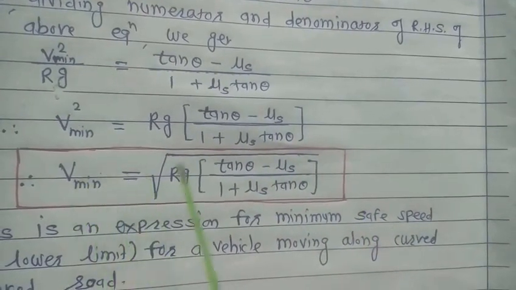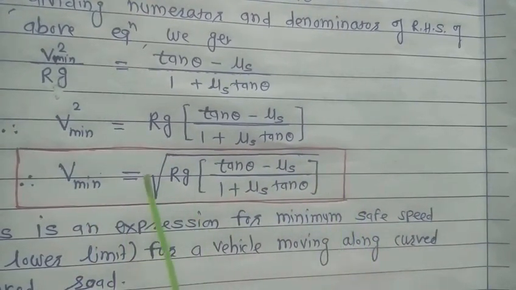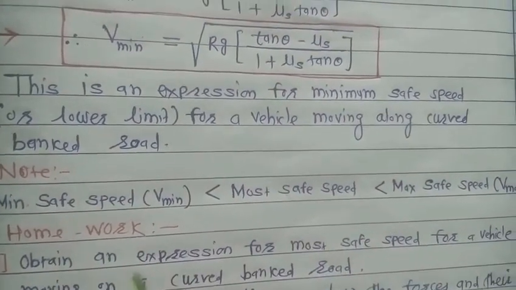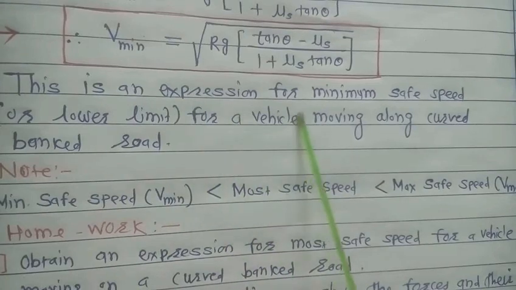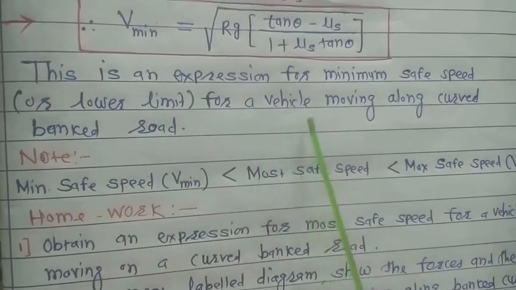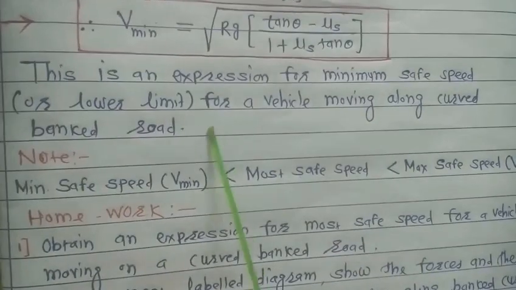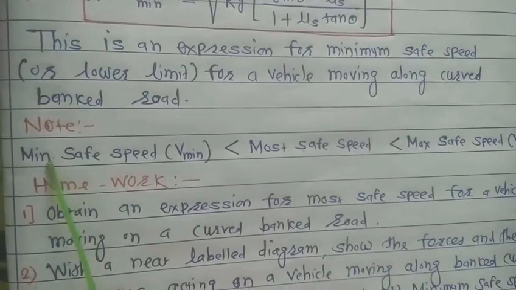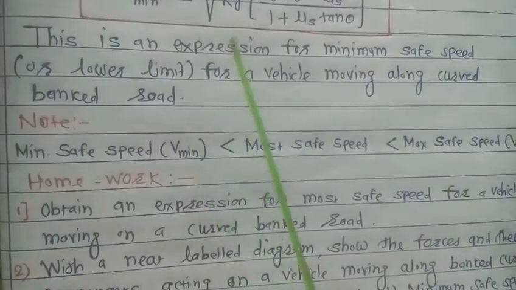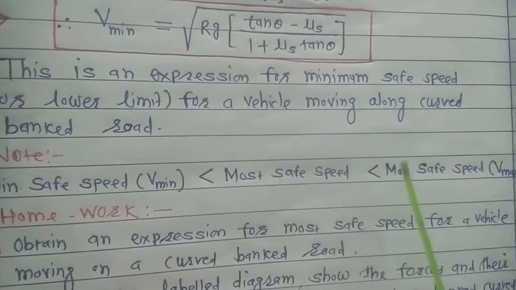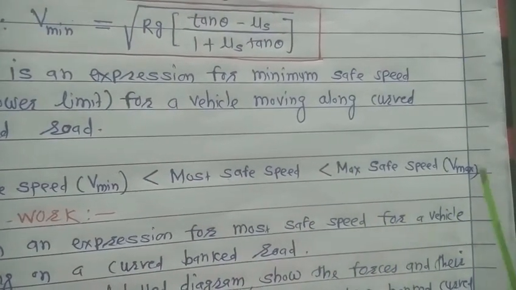Taking the square root of both the sides, we get the result. Now this is the expression for the minimum safe speed or lower limit for a vehicle moving along a curved bank road. Now note that the minimum safe speed we have derived here is less than the most safe speed and it is also less than the maximum safe speed.